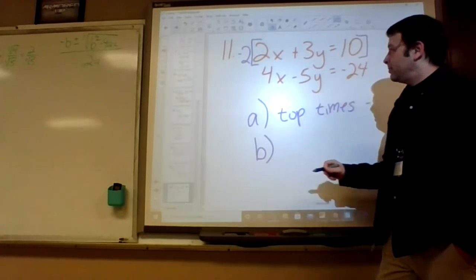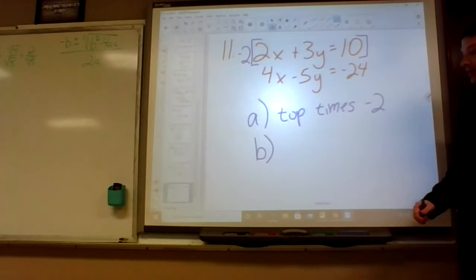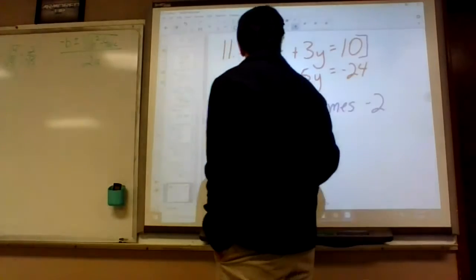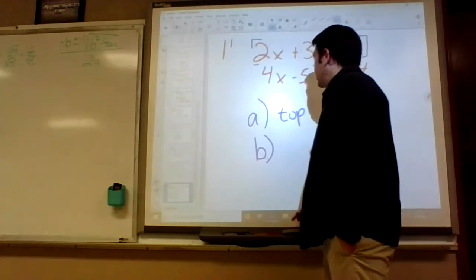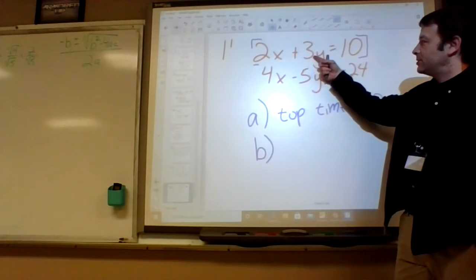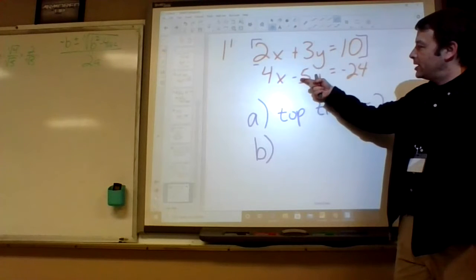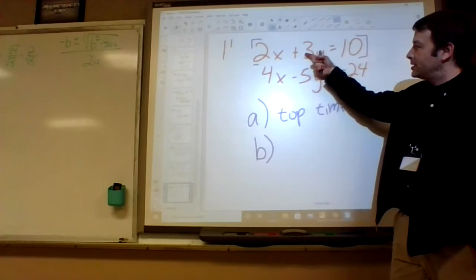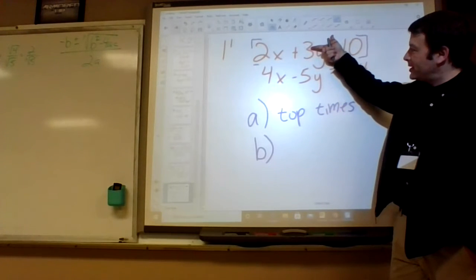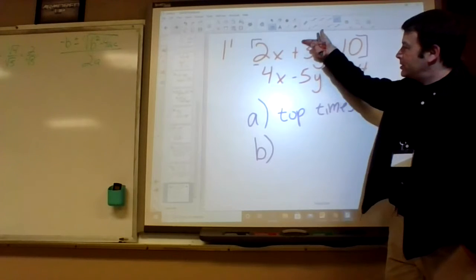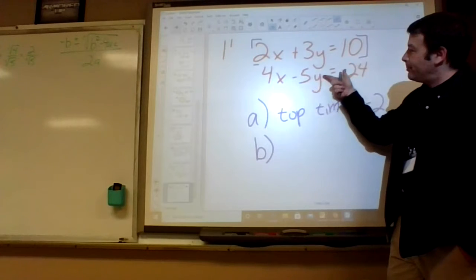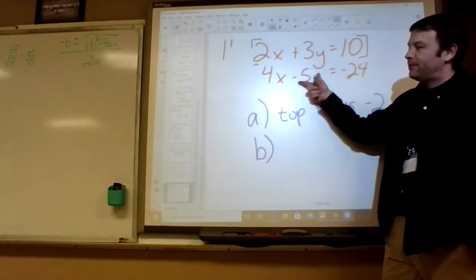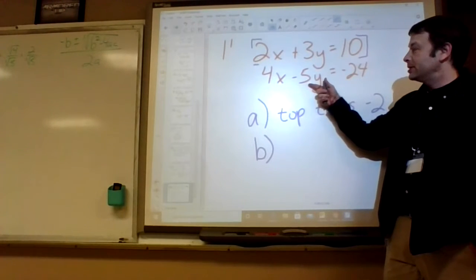But okay, B is how do I get rid of the y values? Well, does 3 go into 5? No. But what can 3 and 5 both go into? 15. One of them's already negative and one's positive, so that's kind of good. If I just multiply the top line times 5, this term will turn into 15y. And if I multiply the bottom times 3, this will turn into negative 15y, which is good.